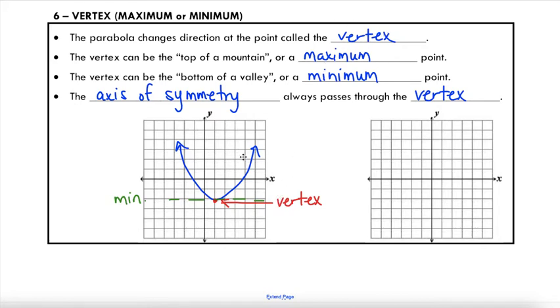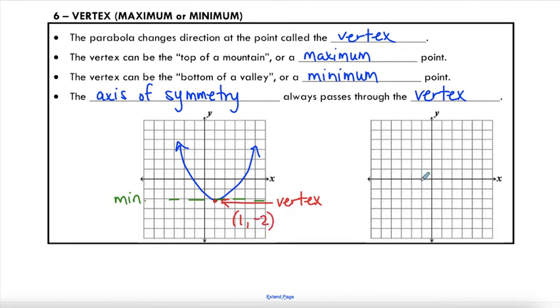And our vertex is always a coordinate. So the coordinate of this is 1 and negative 2. So I'm going over 1 and down 2. So 1 and negative 2.